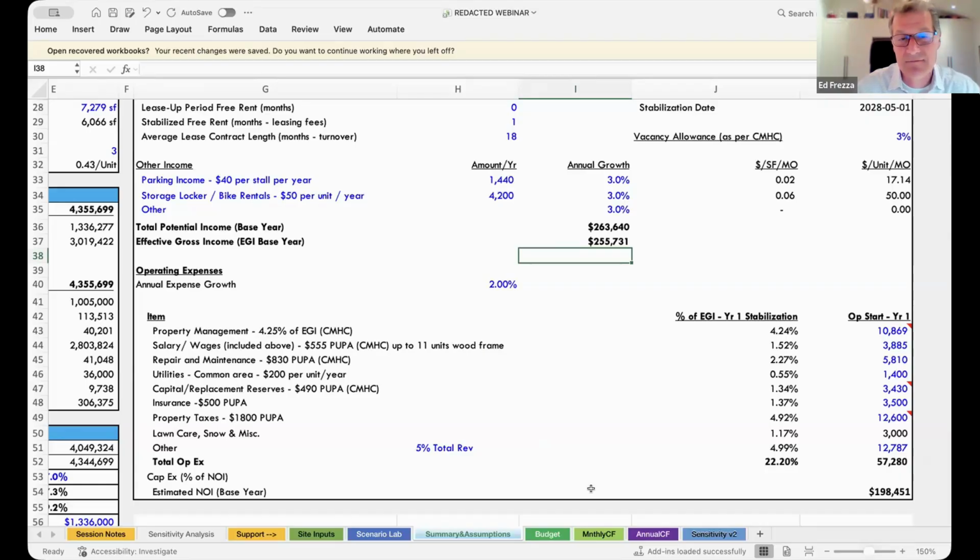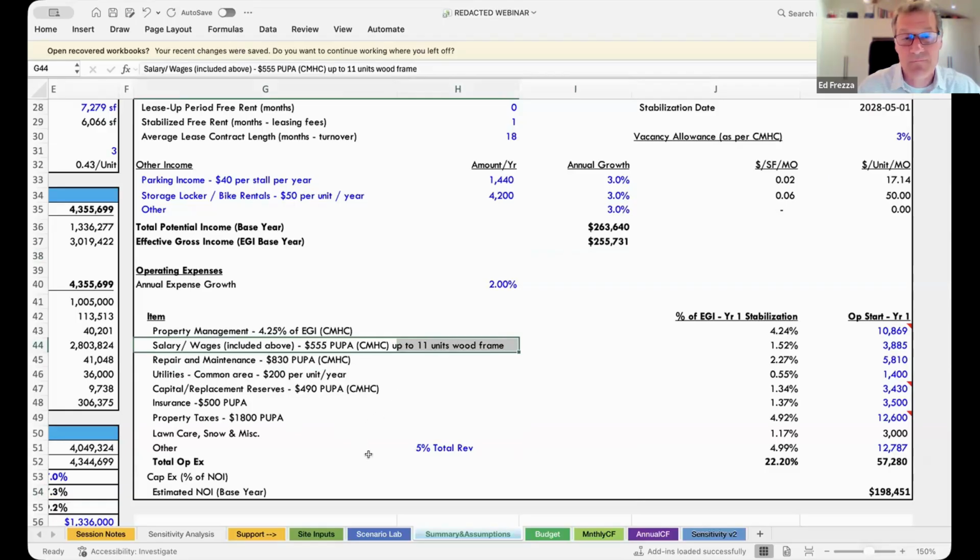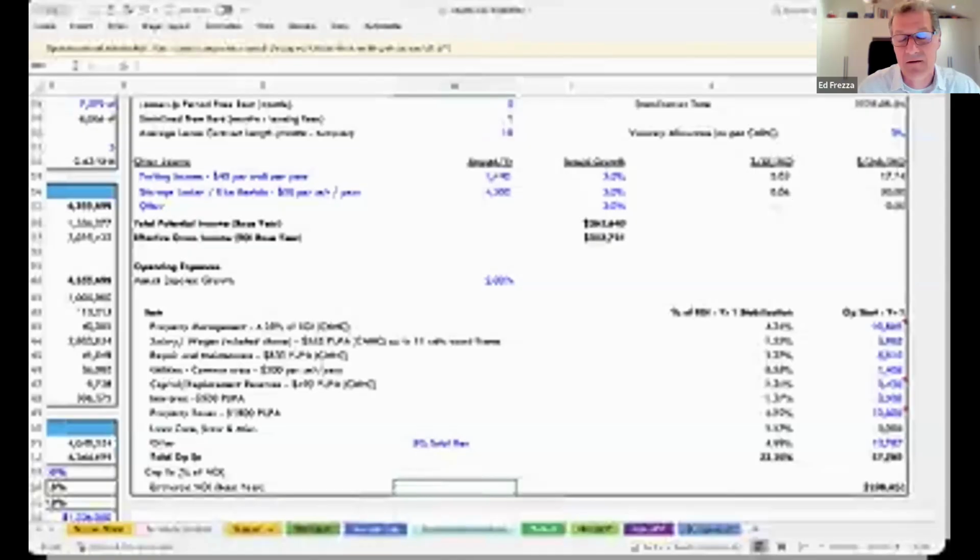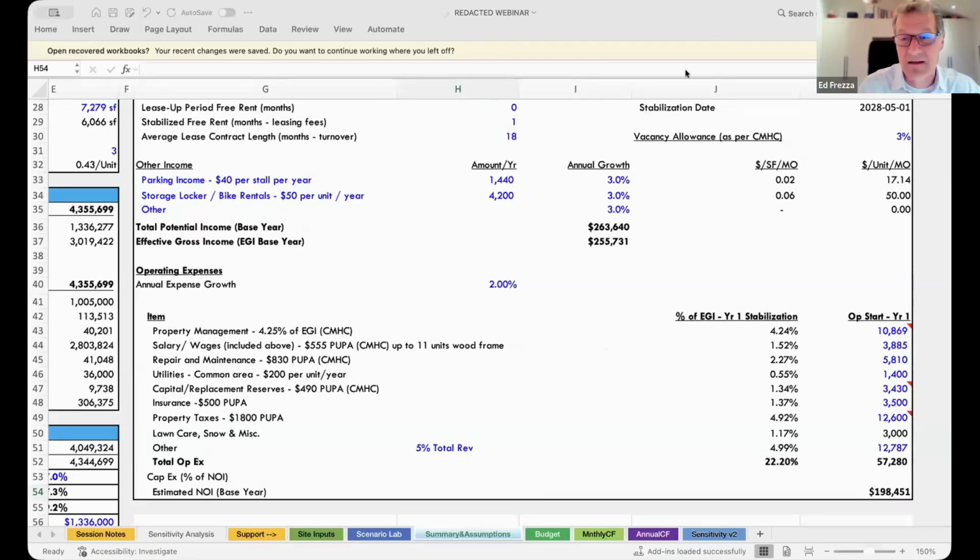Salary, wages, even if you don't have any, they're going to want 555 per unit per year, per annum. So if we've got 6 units, 7 units here, 7 times 555 generates the number. Repair and maintenance, you might say this is a brand new building. What possible repair and maintenance might we have? Doesn't matter. They want an 830 per unit per annum allowance, utilities, capital replacement, so on and so forth.